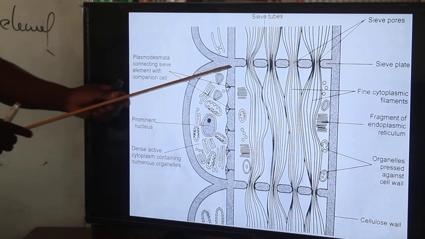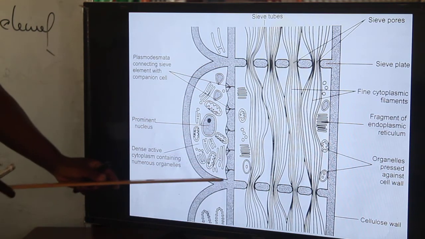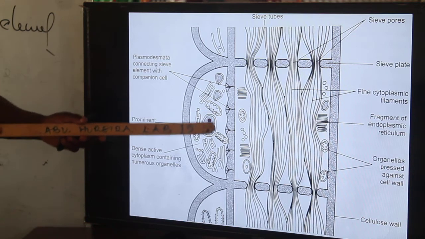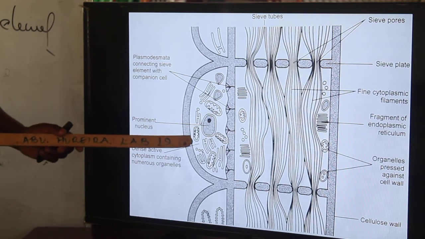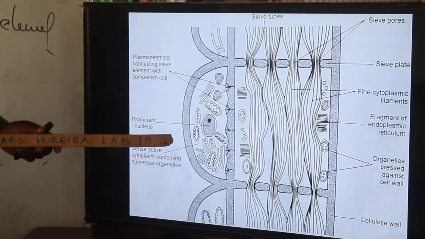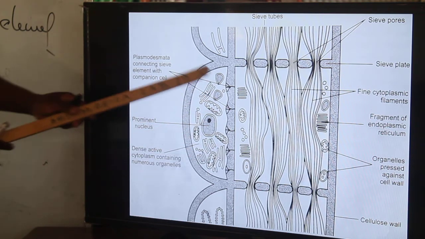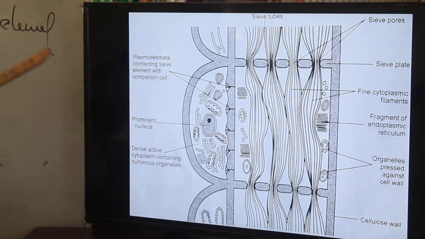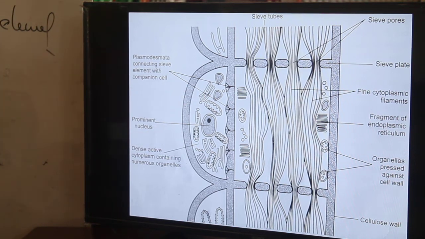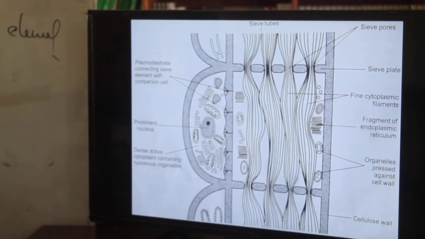Then, outside here, bordering the sieve tube, we have a cell. This is a complete cell. It has the nucleus, it has the mitochondria, you can see several of them, it has Golgi apparatus, it has the endoplasmic reticulum. So this is a cell. This cell is called a companion cell. That is a companion cell. So that is the structure of the phloem tissue.